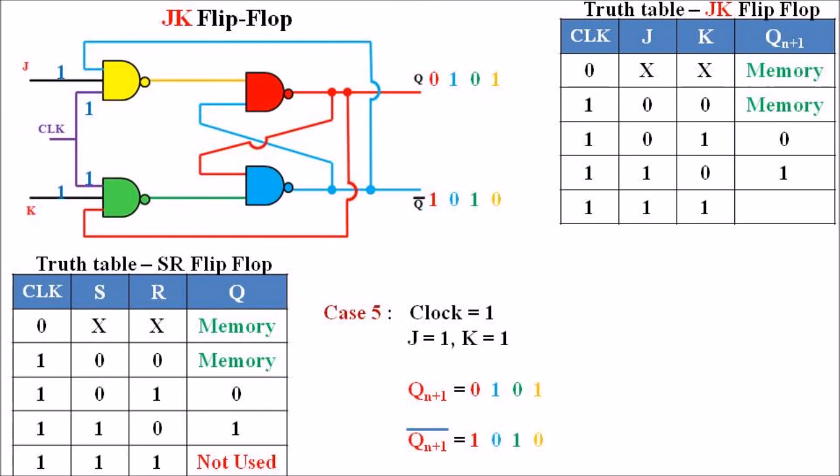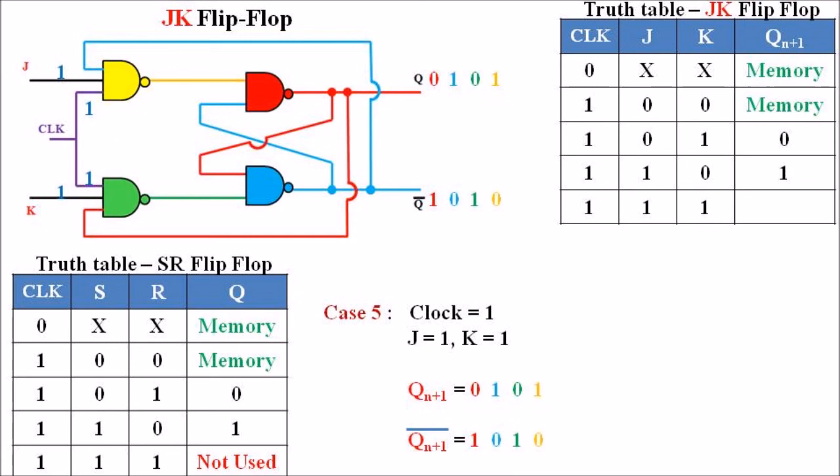So if we are analyzing this case, that is, clock is equal to 1, J is equal to 1 and K is equal to 1, as long as we are providing a clock signal, the output values are fluctuating. That is, fluctuating means it is traveling from 0 to 1, 1 to 0, 0 to 1, 1 to 0, and this flipping or toggling of data occurs in the case of clock equal to 1, J equal to 1 and K equal to 1. And also Qn plus 1's complement is the complement of Qn plus 1.